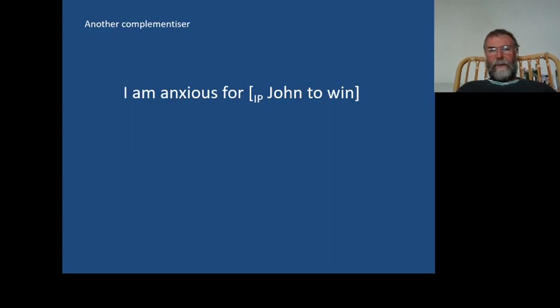And in this case, we've got this word for between the head anxious and its complement, John to win. That's the same place as the complementizer that went in with think that John will win. So for here would seem to be the same sort of thing. Again, it's not entirely clear what it's doing there. However, in this case, it's actually ungrammatical to miss it out, even though this clause is in a complement position. So for is not exactly like that.